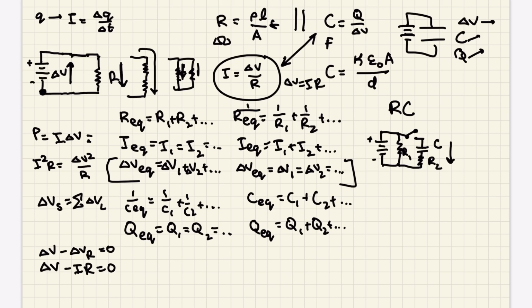Now, a few miscellaneous topics right here. Resistors can be classified as ohmic or non-ohmic. Ohmic resistors follow Ohm's law. Non-ohmic do not follow Ohm's law. And an example usually is going to be a light bulb because the resistance changes when the current changes. Because in a light bulb, it heats up. And a change in temperature causes a change in the resistivity of a material.